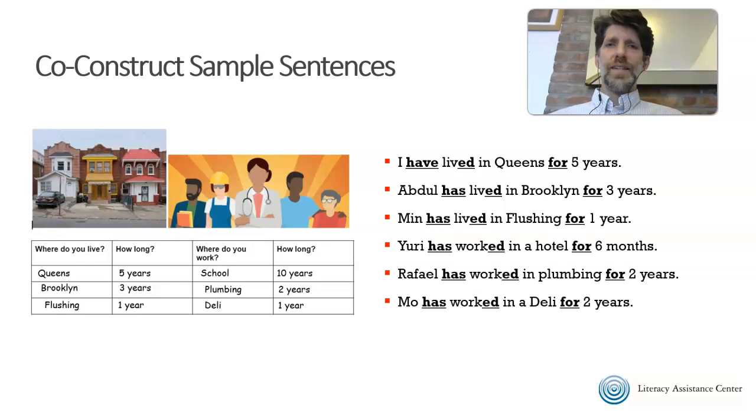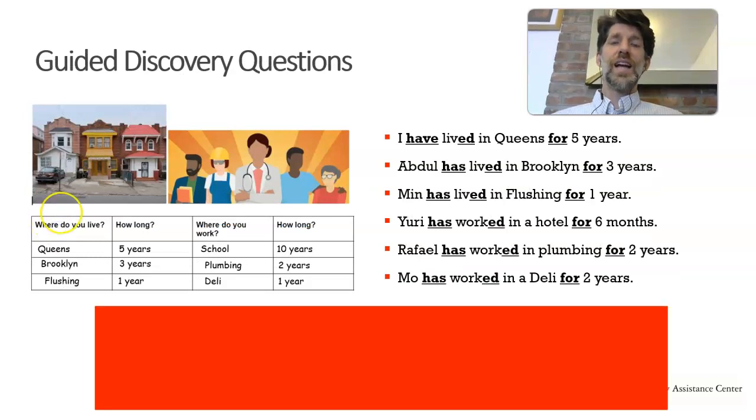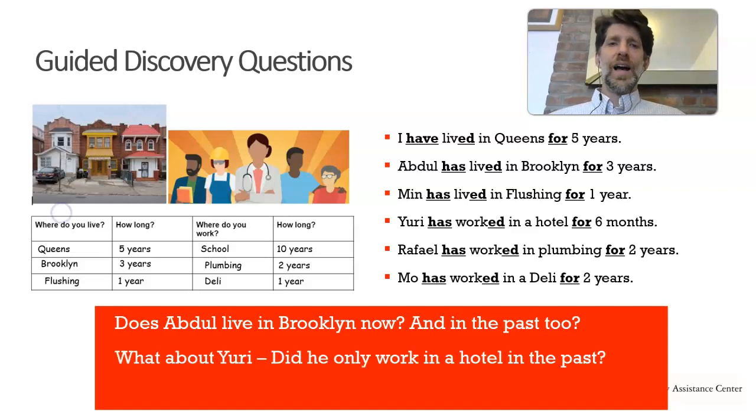Once you've got these sample sentences on the board, then it's time to help the students analyze them, to notice the patterns, and understand the meaning more clearly. In order to do that, again, I usually don't just tell students because I want to formatively assess and also guide them to it to help them remember it better. So I would ask questions like this, for example. I'd say, okay, does Abdul live in Brooklyn now? Students will likely say yes, because that's what Abdul said. I asked, where do you live? He said Brooklyn. So they already understand the meaning. They understand the context. And in the past too, sure, he does, yeah.